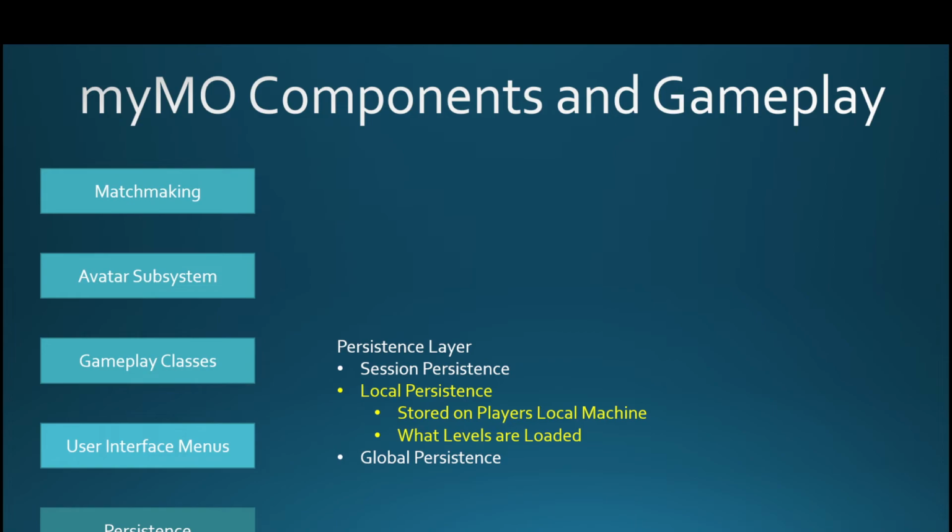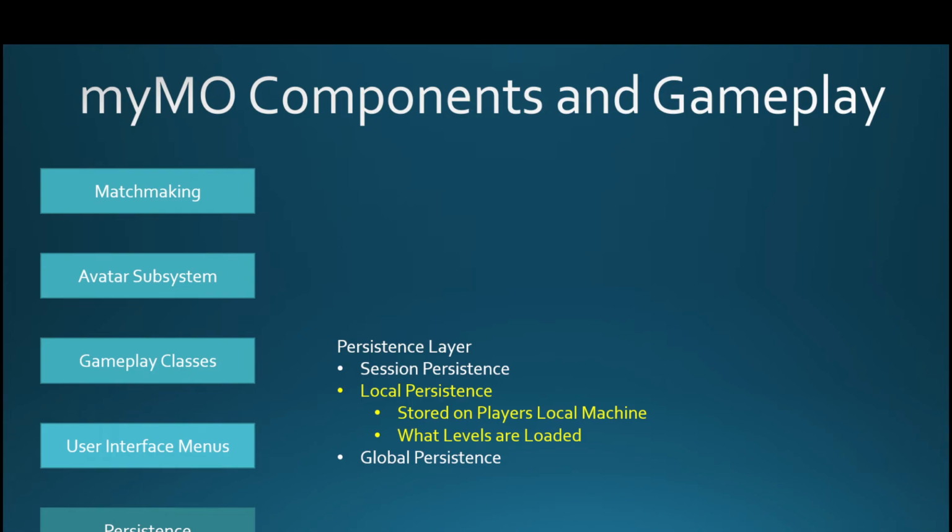I have local persistence. Local persistence is what's stored on their hard drive. And this would be like if we had maps that were downloaded, it would keep track of which maps were downloaded or not downloaded. Right now the inventory system is tied to the machine. So anything they add is tied to the specific machine they're on.